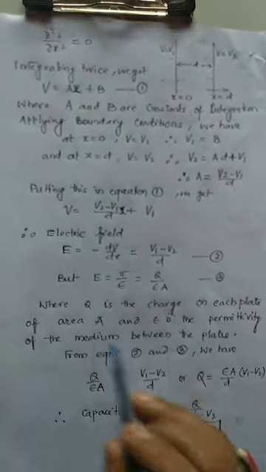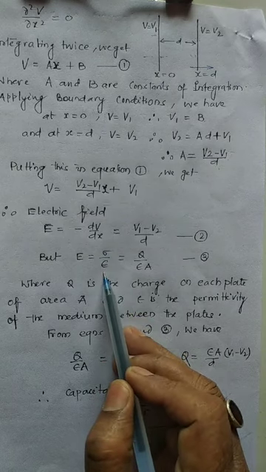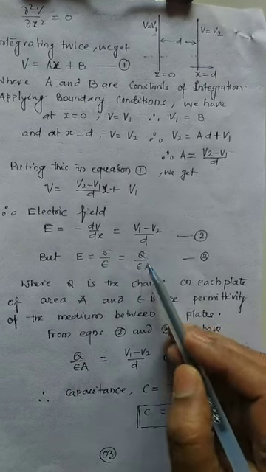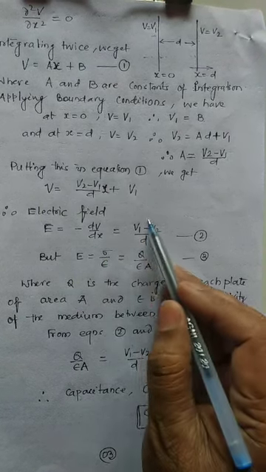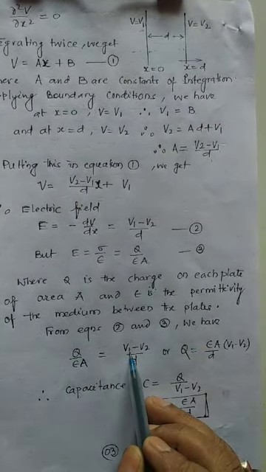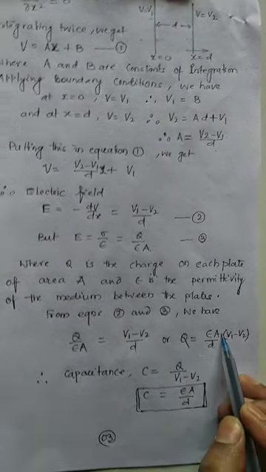Now electric field is equal to minus dV by dx. V means the difference of potential, V1 minus V2, since this is the positive potential and this is the negative potential, so E is V1 minus V2 by d. But E is also equal to sigma by epsilon. What is sigma? Charge per unit area, so Q by A, giving Q by epsilon A. So equating these two equations, we get this. And on the basis of this, we can calculate Q is equal to this much.